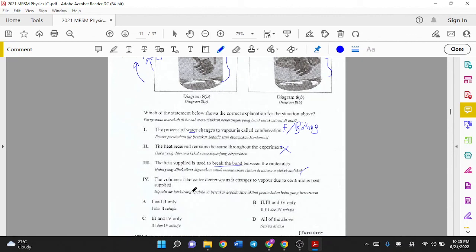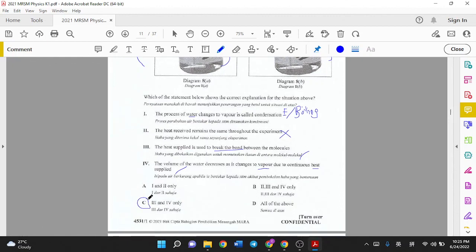The volume of the water decreases as it changes to vapor due to continuous heat supply. This is true, because your water molecules gain kinetic energy, and the kinetic energy is enough to overcome the bond, so it vaporizes. The heat energy is converted to the kinetic energy of the water molecules. So the answer should be 3 and 4. The answer is C.